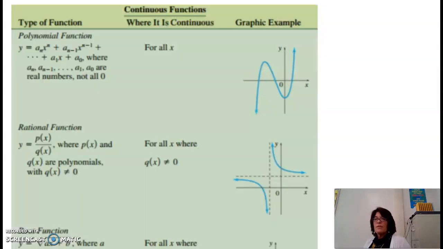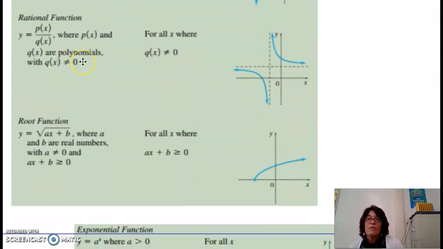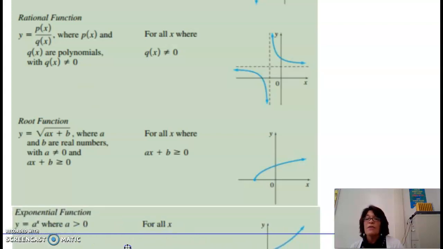Okay, so here are some continuous functions. Polynomials, oh, I love them. They're continuous everywhere. You never have to worry about a polynomial. Rational functions, let's think about it. We do have to worry about something, don't we? We have to worry where there are vertical asymptotes. So a rational function is continuous everywhere except where the denominator is 0.